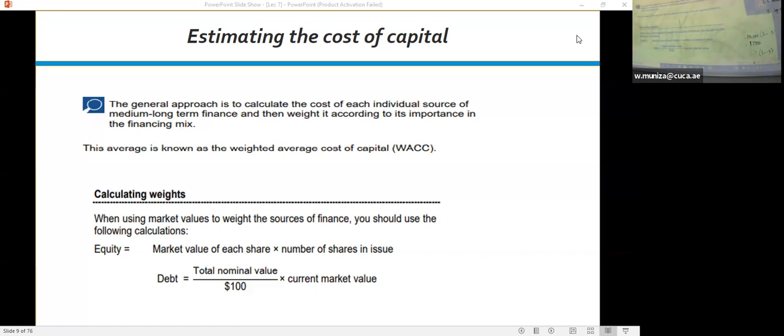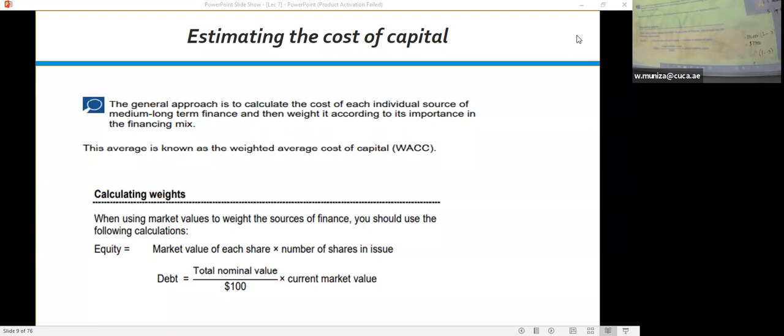So for that purpose, you will be required to calculate the weighted average cost of capital. You are going to see the average cost of capital for all the finances which are used by the company. That is the total average cost of capital which the company is bearing in order to collect the finance. So they say the general approach is to calculate the cost of each individual source of medium to long-term finance and then weight it according to its importance in the financing mix. This average is known as the weighted average cost of capital.